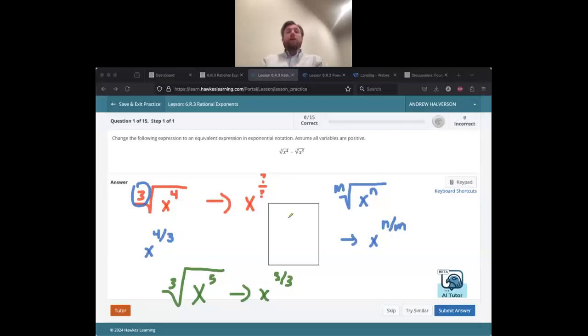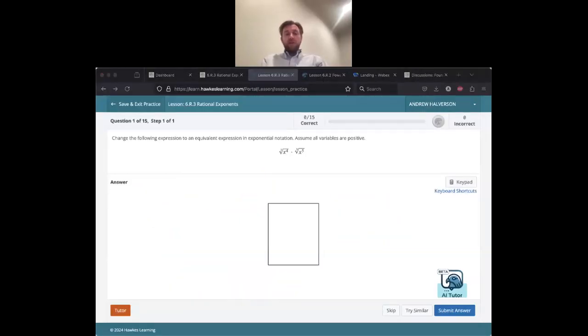Okay, so let's approach this question. What they want is for you to write it using exponential notation, which means write it as a fraction, which means write it as an exponent. Don't write it as a radical, convert it to exponents. So we've seen these. This becomes x to the 4/3, and then the second one becomes x to the 5/3. And that's what we just did a minute ago.